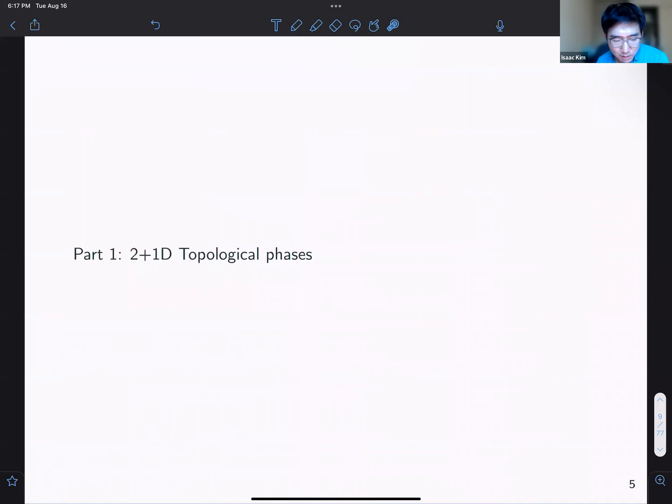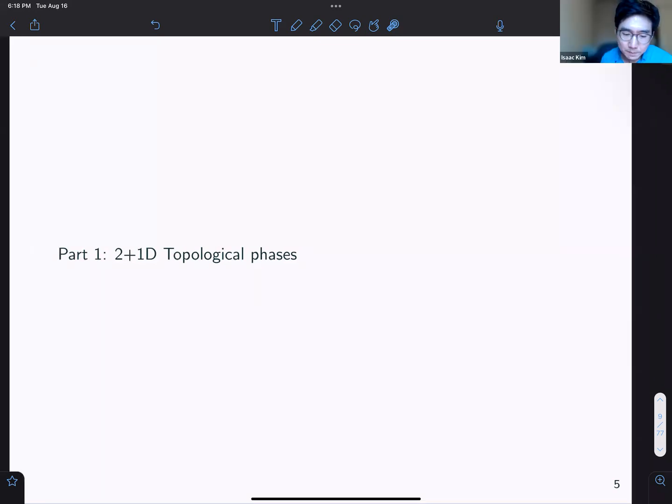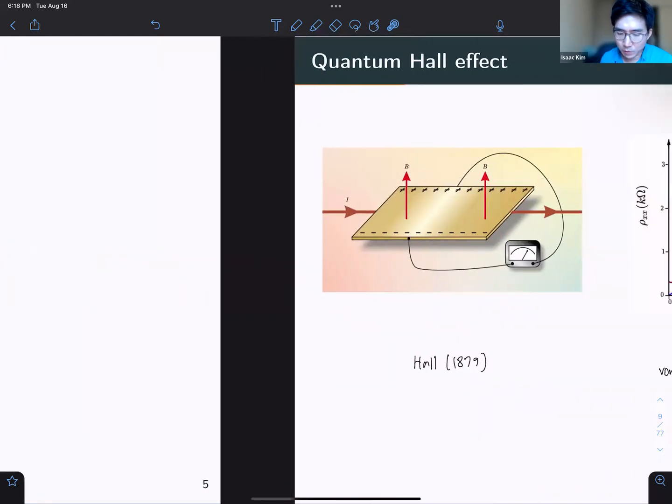Okay. So yeah, in the rest of the talk, I'm going to talk roughly about our calculations in two different parts. In part 1, I'm going to talk about 2 + 1D topological phases. In part 2, I'm going to talk about 1 + 1D CFT. And obviously, they are somewhat related to each other. But this was our first work.